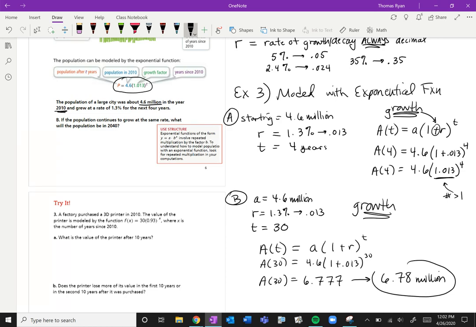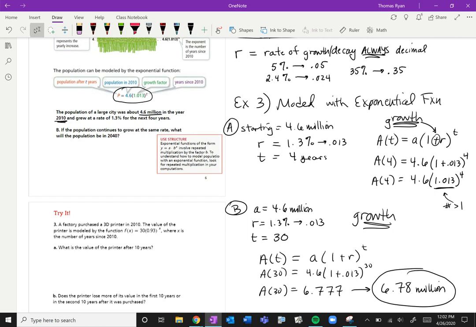million people. So certainly over 30 years, if you're growing consistently at 1.3%, it's going to skyrocket. It's going to grow exponentially. So make sure that we always put our rate as a decimal. You always want to think about, am I growing or decaying, based on whether my number is bigger than 1, therefore it's growing, or smaller than 1, therefore it's decaying. And then you always want to just say, what's my A value? What's my rate? What's my t value in time? Plug it in. Good to go.